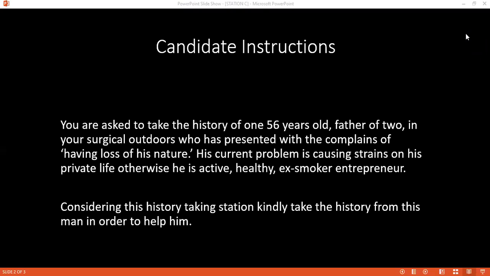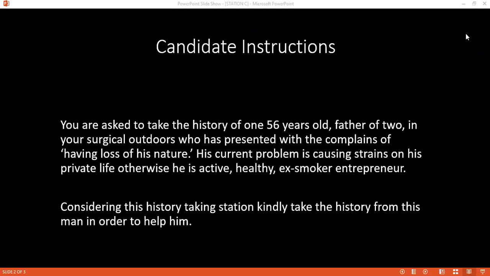So what are your differential diagnoses for this patient? I would like to consider erectile dysfunction, possibly due to psychological causes. I would also like to consider atherosclerotic vascular disease, since he is a smoker. And I would also like to consider drug-induced, though he has no history of drug intake. How would you confirm your diagnosis?